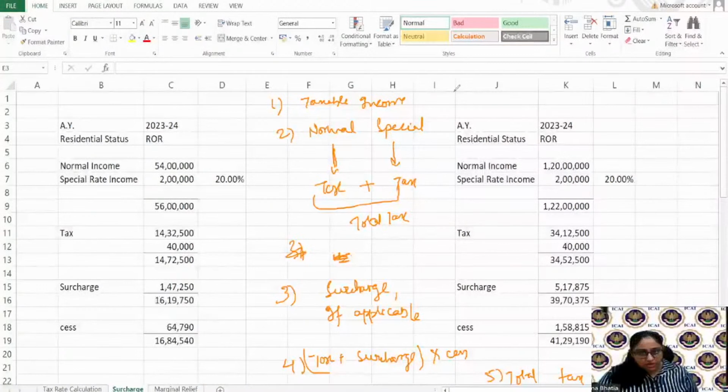Now let's see here. What is the surcharge amount? What is the surcharge rate? Surcharge rate for individuals are of 4 parts.